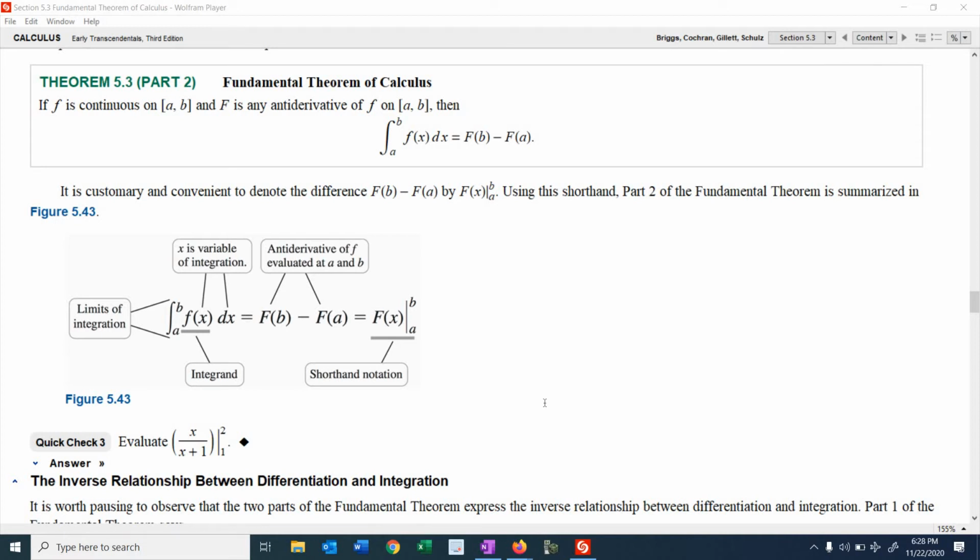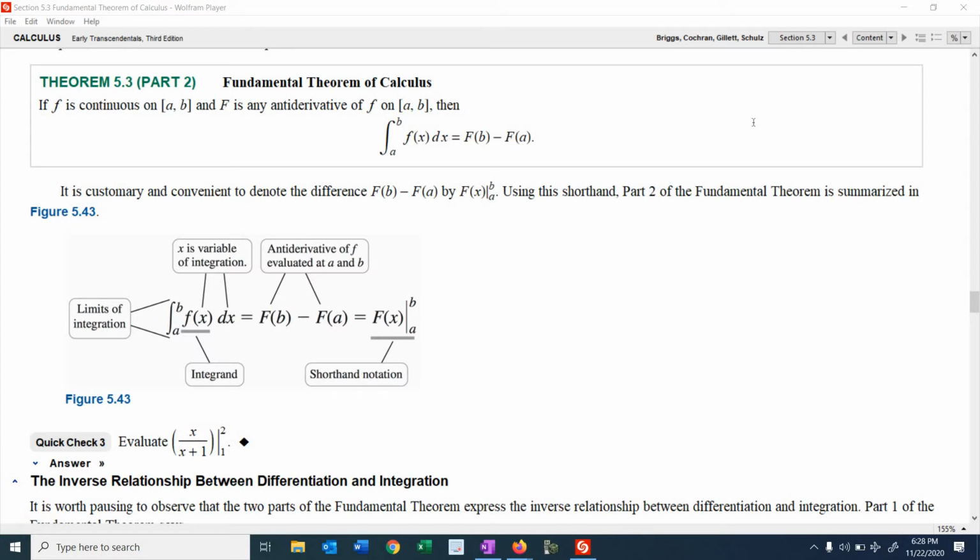Hello again. In this video, we're going to go over the second part of the fundamental theorem of calculus. So here's what it says. If f is continuous on a closed interval from a to b, and capital F is any antiderivative of small f on the closed interval from a to b, then the definite integral of f of x from a to b is equal to capital F evaluated at b, which is the upper limit, minus capital F evaluated at a, which is the lower limit.